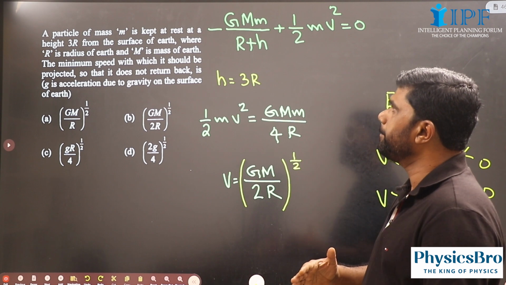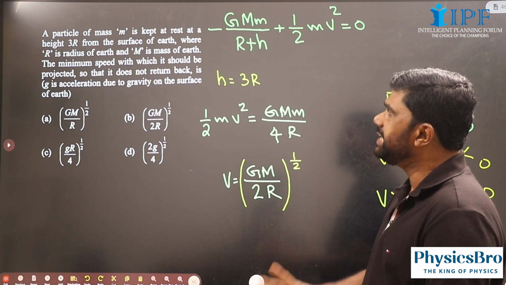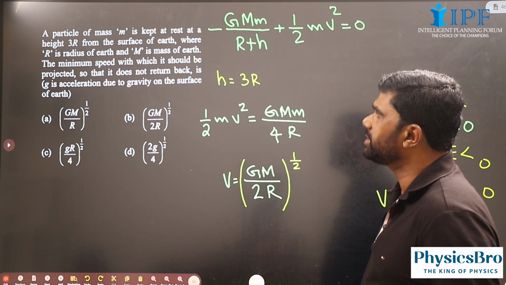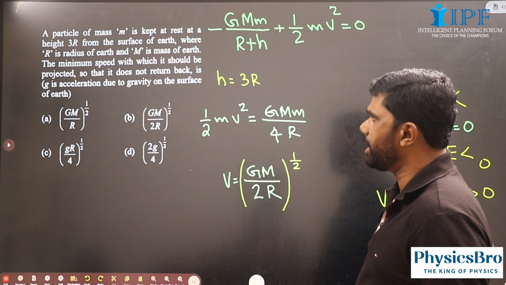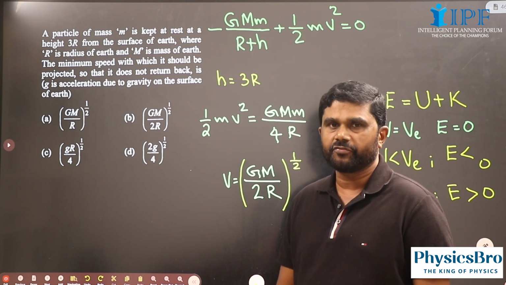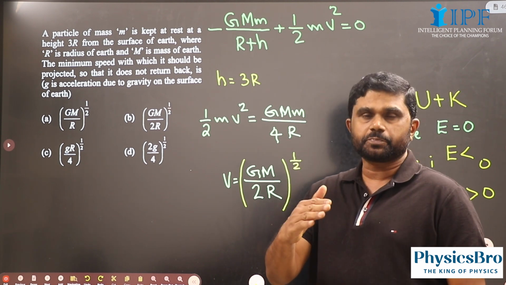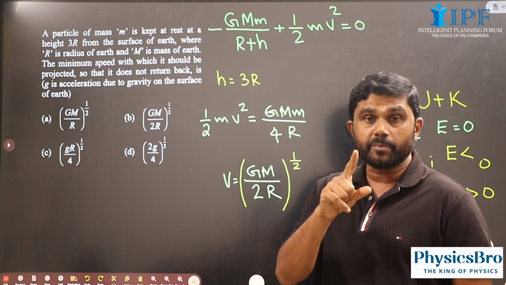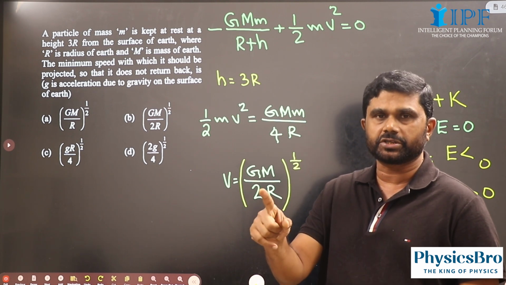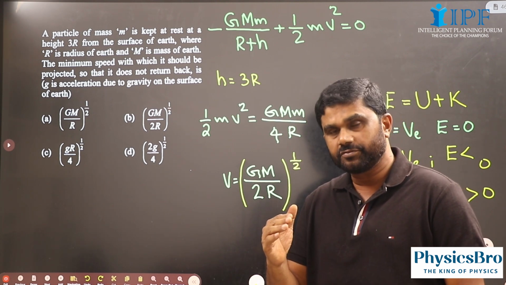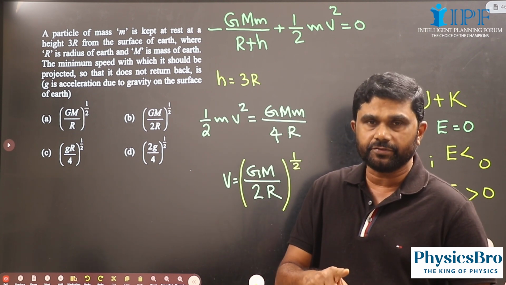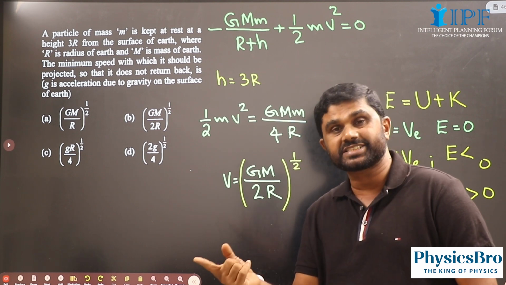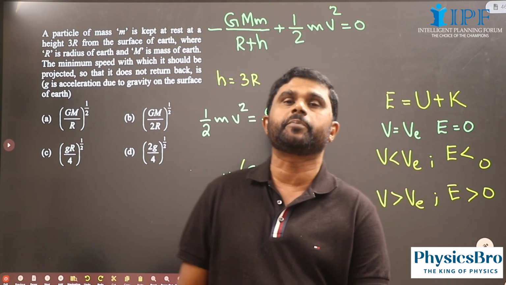A particle of mass m is kept at rest at a height 3R from the surface of Earth, where capital R is the radius of Earth and M is the mass of Earth. The minimum speed with which it should be projected so that it does not return back. Means we have to find the escape speed. When a body is projected with escape speed, its total mechanical energy, kinetic plus potential, will be 0. If a body is projected with a speed less than the escape speed, total mechanical energy will be negative. And if the speed is more than the escape speed, total mechanical energy will be positive.